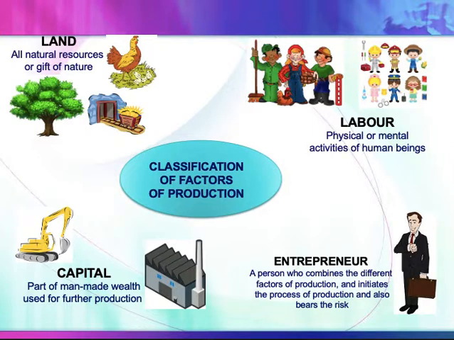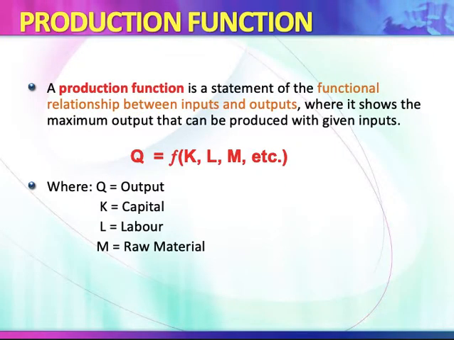is capital. Capital is part of man-made wealth used for further production. All types of tools and machines are considered as capital. Also the financial capital. And the last one, entrepreneur. Entrepreneur is a person who combines all 3 factors of production, initiates the process of production, and also bears the risk.